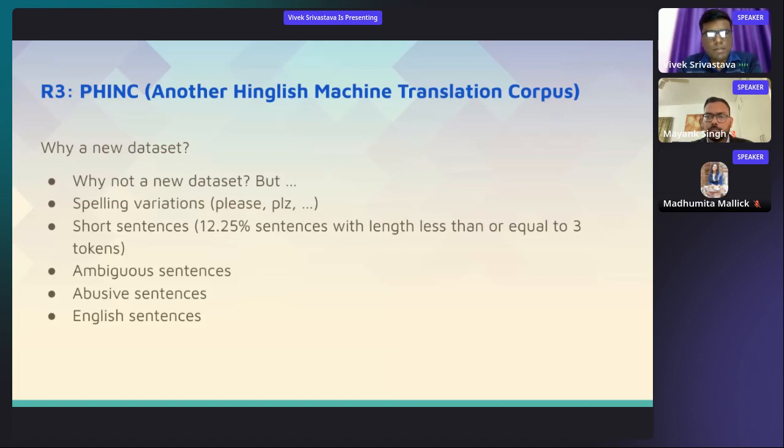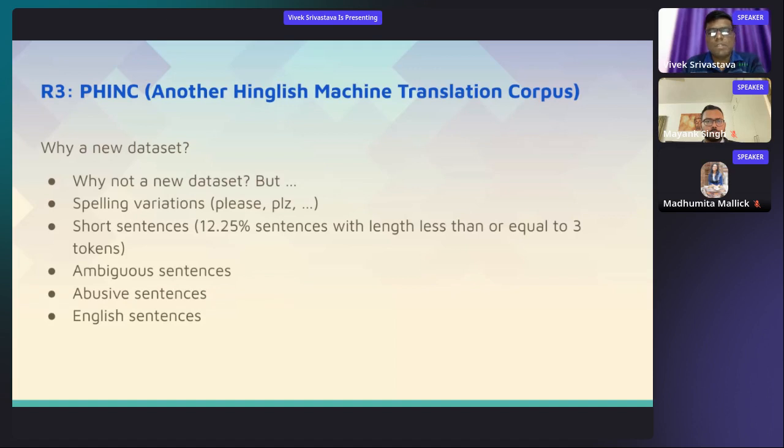But there are problems with that dataset, and the first thing is there are a lot of spelling variations in the English sentences. The short sentences are a problem. Roughly 12% of the sentences have less than or equal to 3 tokens, and that means you don't have much flexibility in terms of doing the code mixing, because it's just 3 tokens, right? So that is one of the biggest challenges, and we saw that sentences were ambiguous as well.